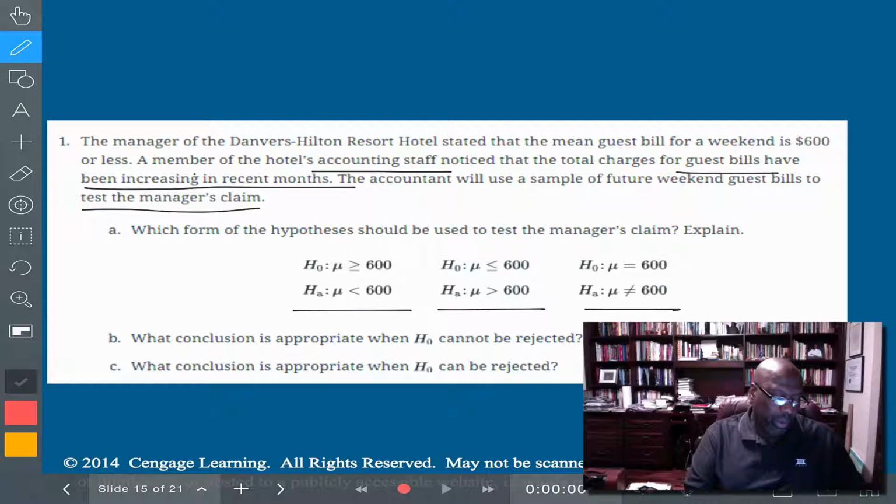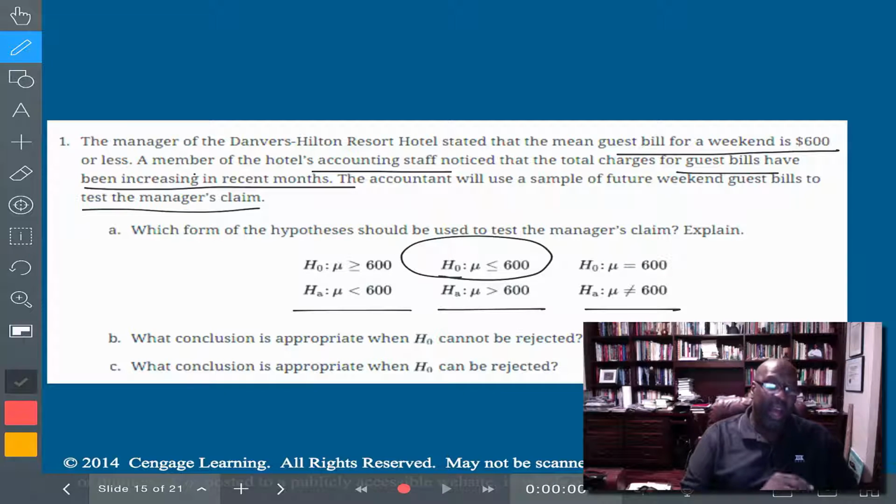So what we're going to do is assume that the manager's claim is correct, which means the null hypothesis would be that the mean guest bill is 600 or less. So that's what we need to look for in H0. In H0, we're going to assume that it's 600 or less. But the evidence we're going to look at is the fact that the average is rising. So therefore, the alternative is that the mean is greater than 600.